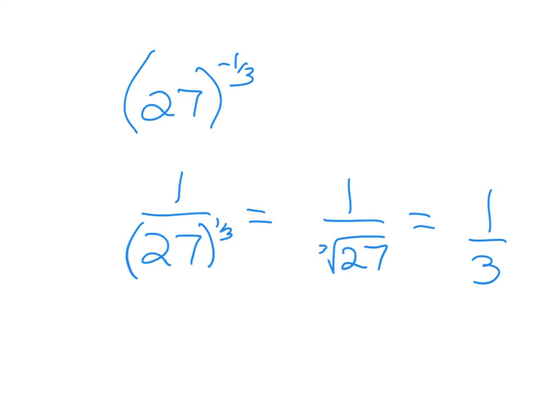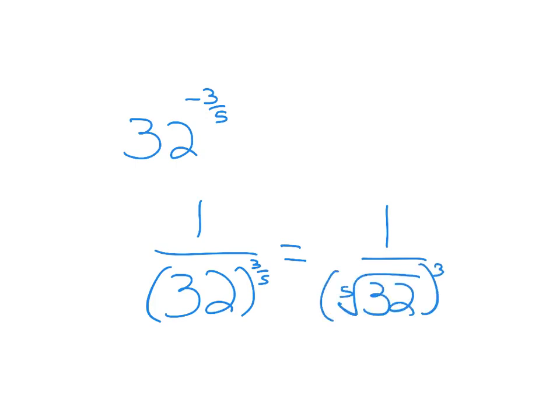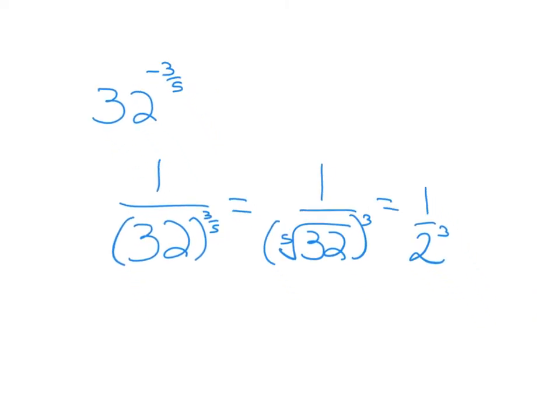Then we're also going to do one more. 32 to the negative 3/5 power. Again, it's a negative exponent. Let's make it a fraction. Make the exponent positive. And now we would find the 5th root of 32 and then cube that answer. So the 5th root of 32 is 2. We'll now find 2 to the 3rd power, and my answer is 1/8.